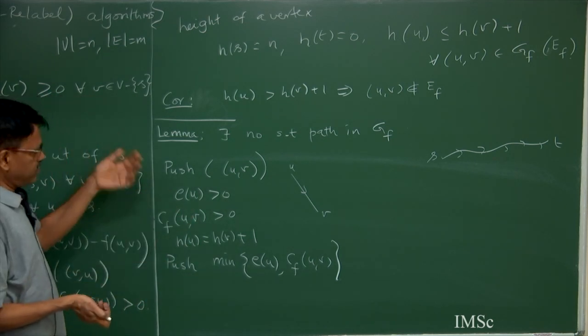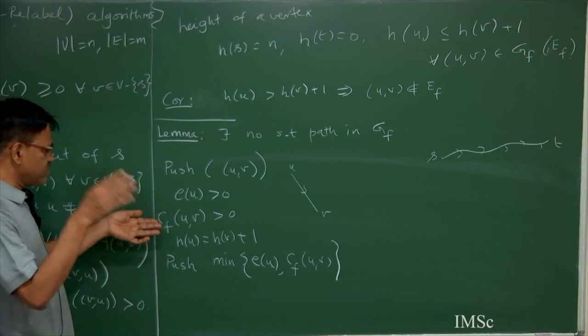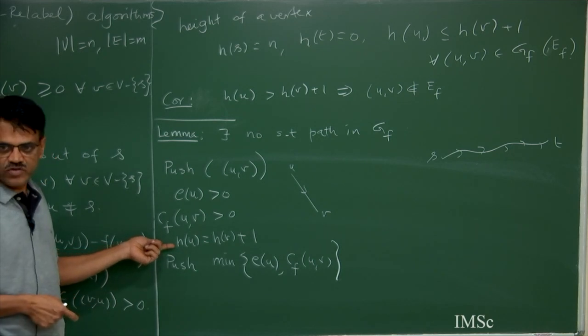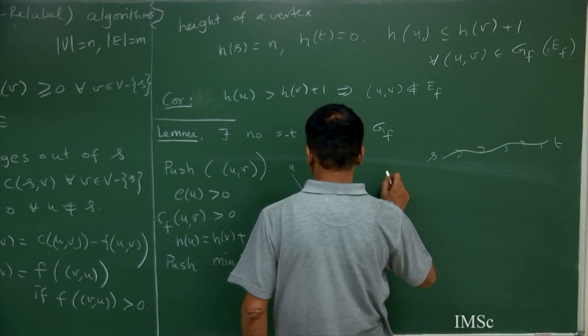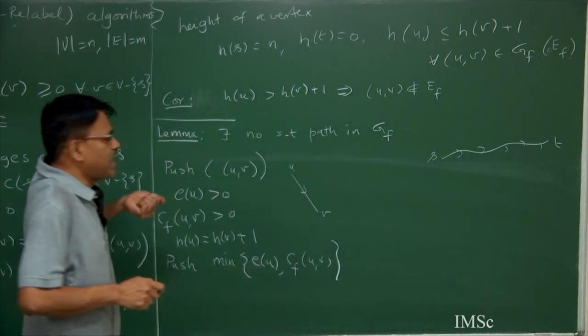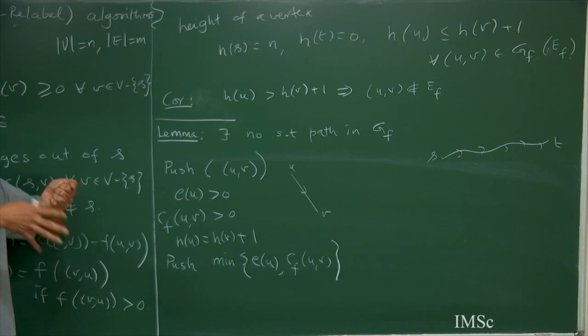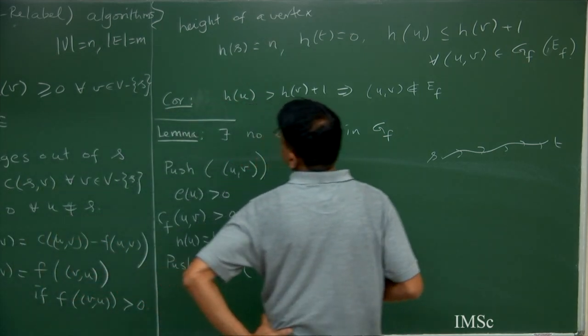Now suppose this is not possible: I have a vertex which has something in excess and there are some edges which have residual capacity, but this condition is not satisfied. What does that mean? Then I will increase the height of u, so that I will be able to push through some edge. That is called relabel.